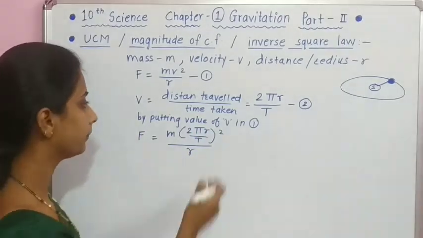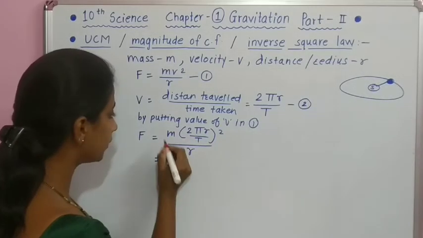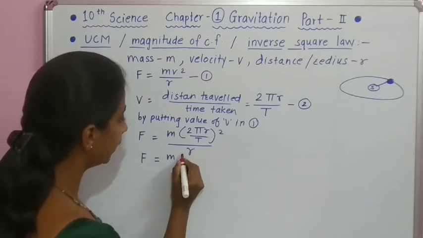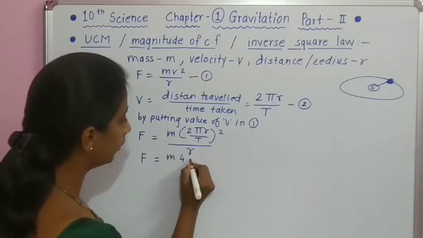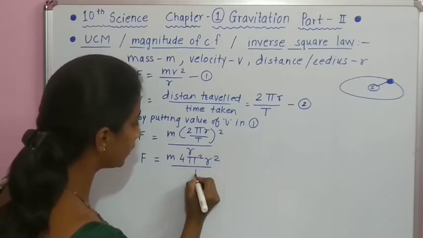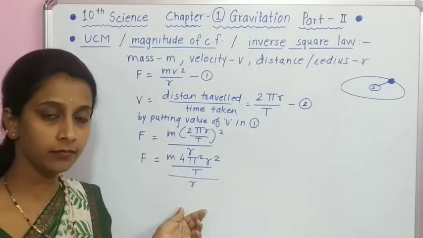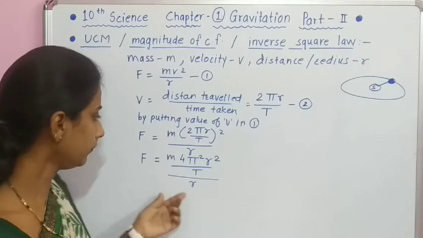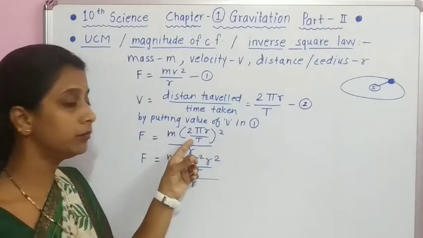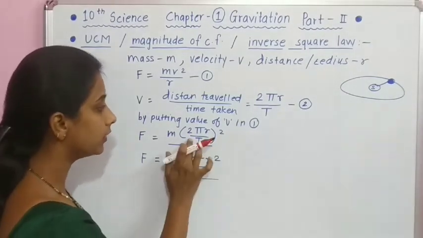Now students, let us make the square of this term. Our next step will be F equals m into 4 pi square r square upon T square, and again the whole divided by r. Understand? See very carefully. So what we have done here is make the square of this term.